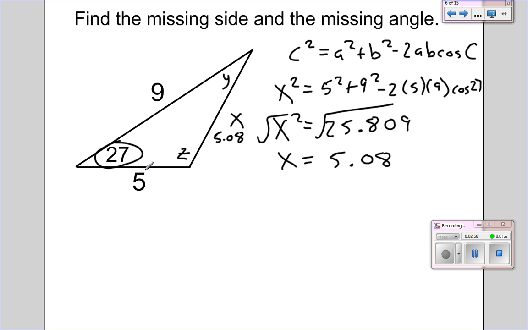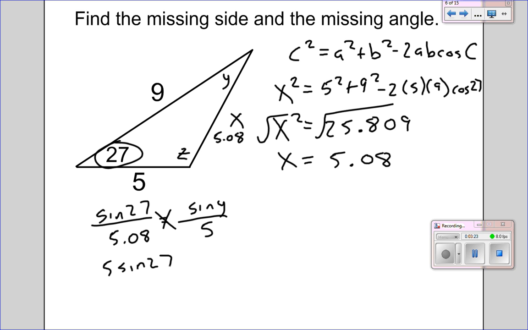Now I know all three sides and I know an angle. So the easiest way from here to find my other missing angles is to use the law of sines. And I'm going to start with the smaller angle. The smaller angle will be y because it's across from the smaller side. So I start: sine 27 over 5.08, that's the side that corresponds, equals sine y over 5. Cross multiply, so 5 sine 27 equals 5.08 sine y. And divide by 5.08 on both sides. And just type that in your calculator now.